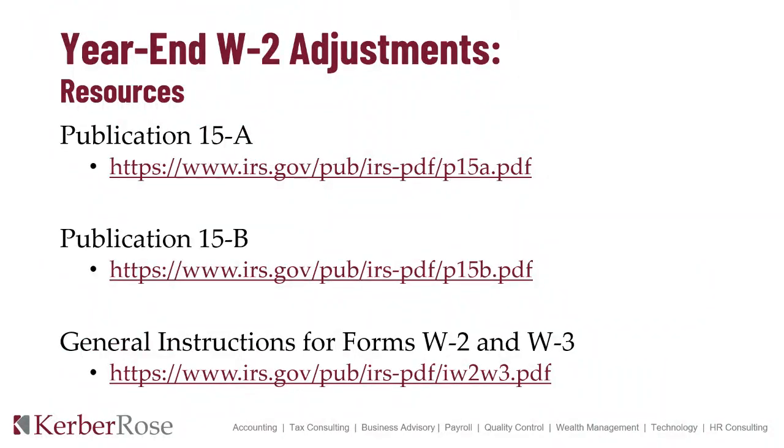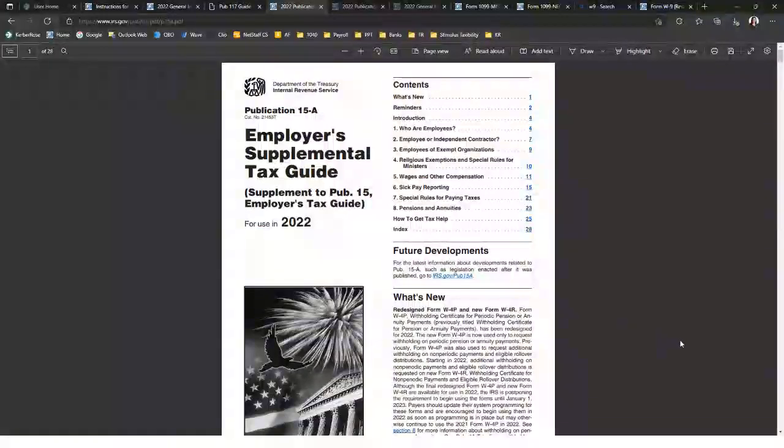These are just some additional resources. Publication 15A is the employer's supplemental tax guide. This is going to help you with who are employees, what are independent contractors, employees of exempt organizations, special rules for clergy, sick pay reporting. It just gives you a basic overview of all of those types of things.